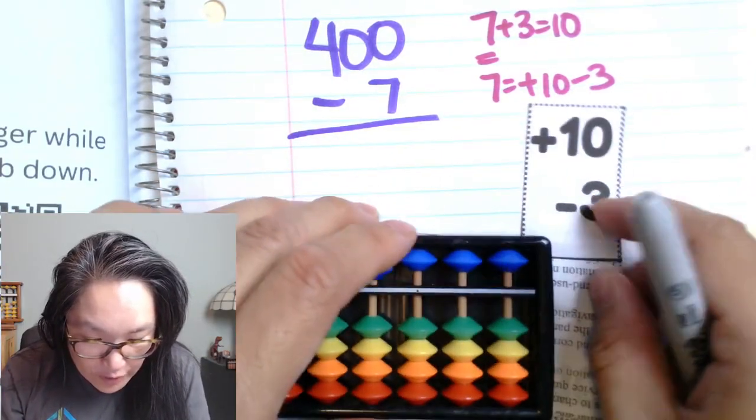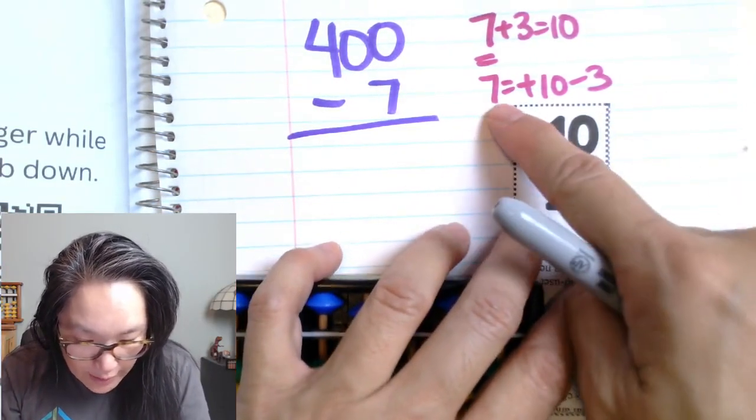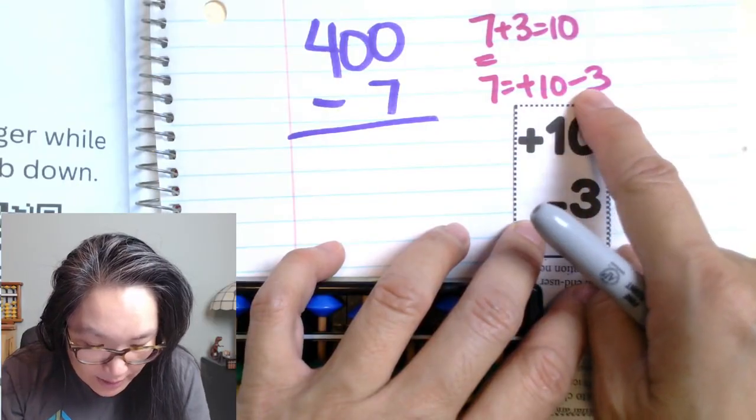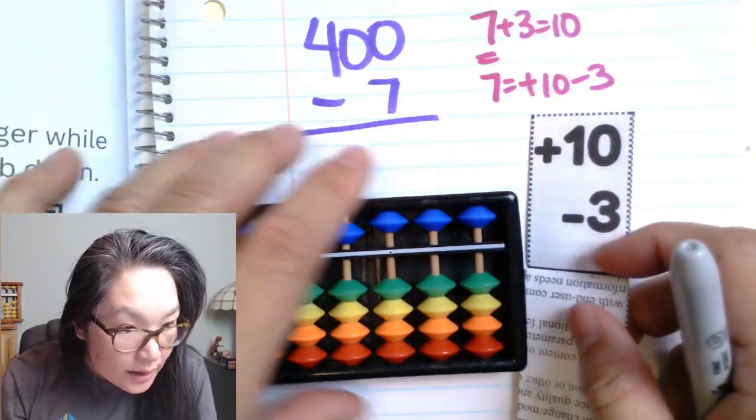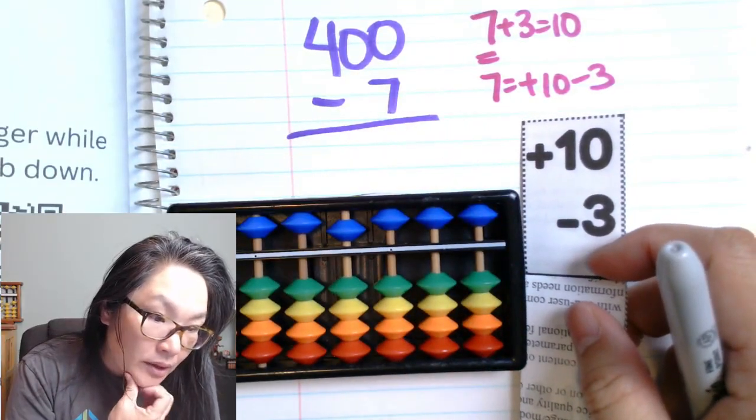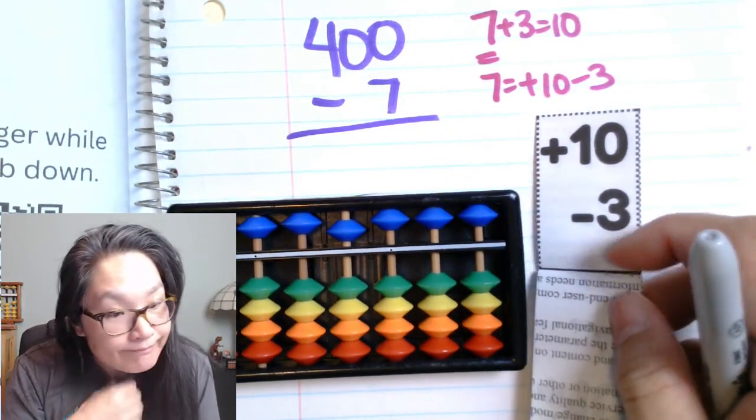So if I rearrange it to be vertical, I have plus the 7 is equal to plus the 10 minus the 3. So if I made it vertical, plus the 10 minus the 3. Kind of like not being able to render all the parts, I think.